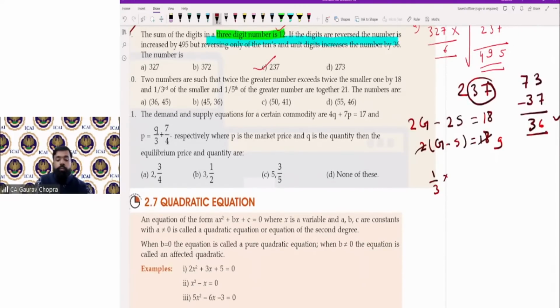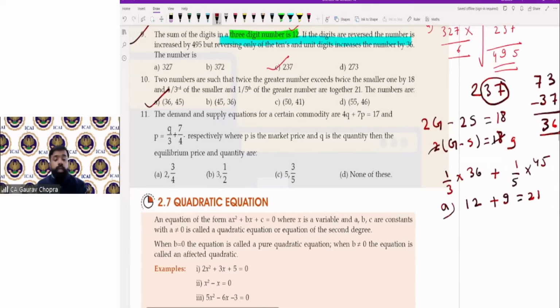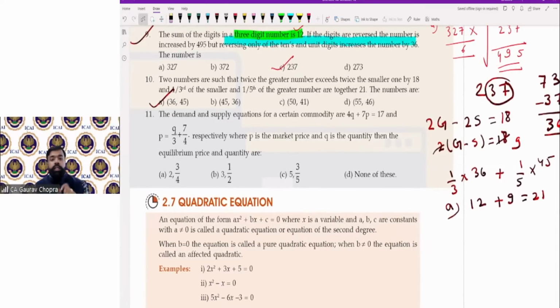1 by 3 multiplied by 36 plus 1 by 5 multiplied by 45. Now 1/3 of 36 is 12 plus 9. How much are we getting? We are getting 21. So therefore, option number A is satisfying the condition. So option A is correct. All right. So always you can try all these conditions and check which one is satisfying all the conditions. So clearly option number A was correct.